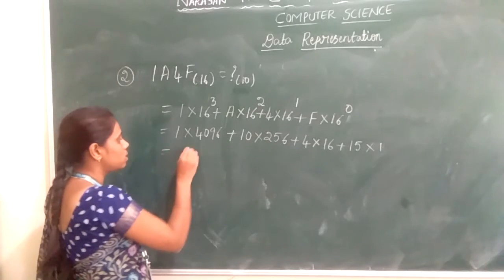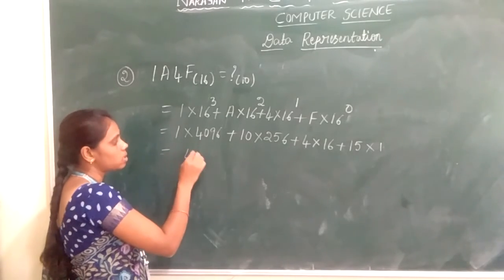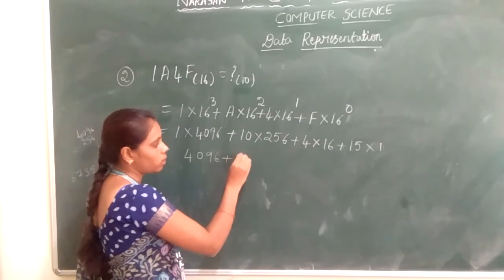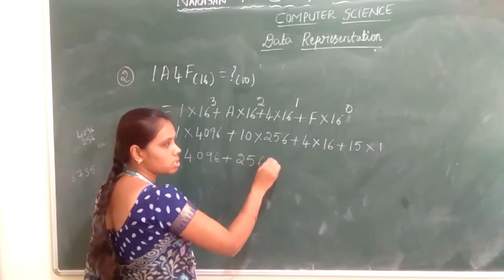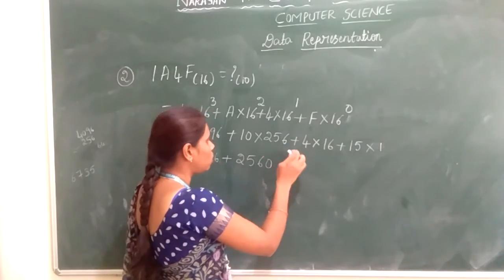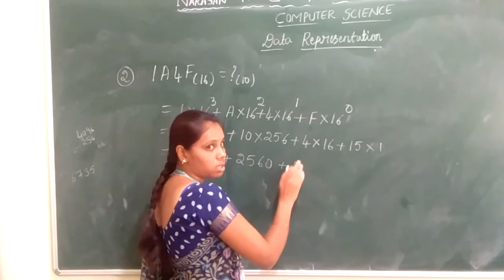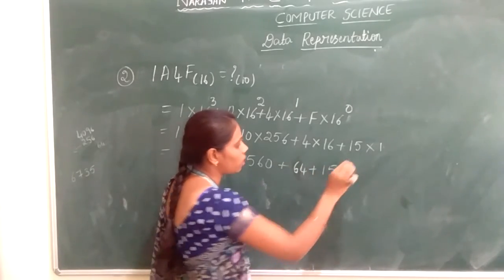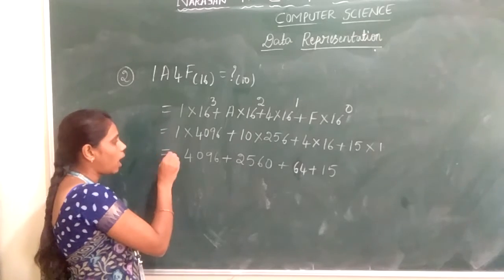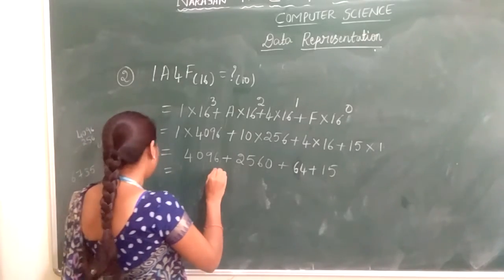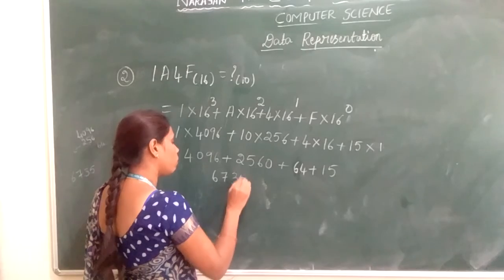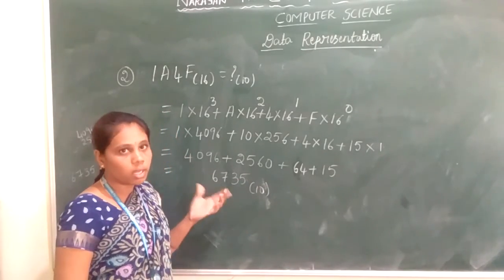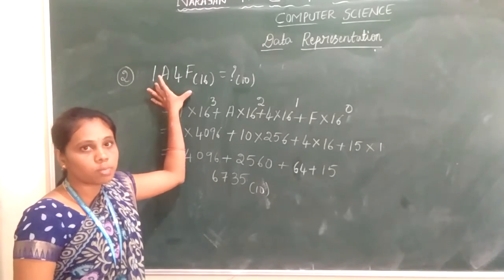Now multiply this, you will get 4096 into 1 is 4096, plus 256 into 10 is 2560, plus 16 into 4 is 64, plus 15 into 1 is 15. Now add all these terms, you will get 6735. The base value is 10. Now this is the decimal equivalent value for the hexadecimal value.